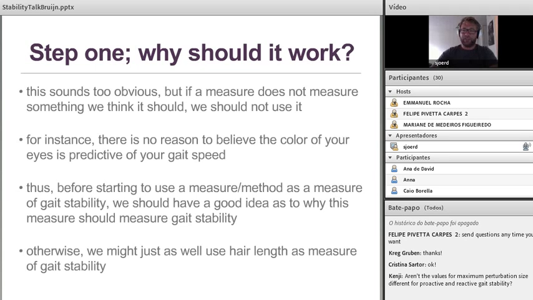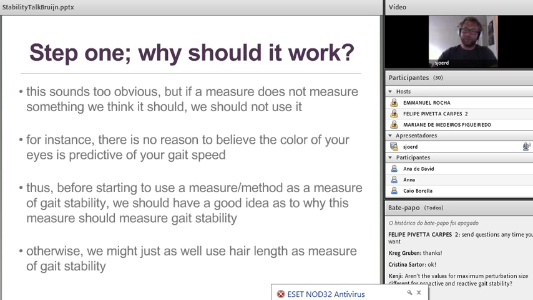And if you have no reason to believe that that is related to gait stability, then why would you use it as a measure of gait stability? So before starting to use a measure or a method as a matter of gait stability, you should have a good idea as to why this measure should measure gait stability. It's so basic, but still I think people often overlook it, and that's why I want to point it out explicitly.